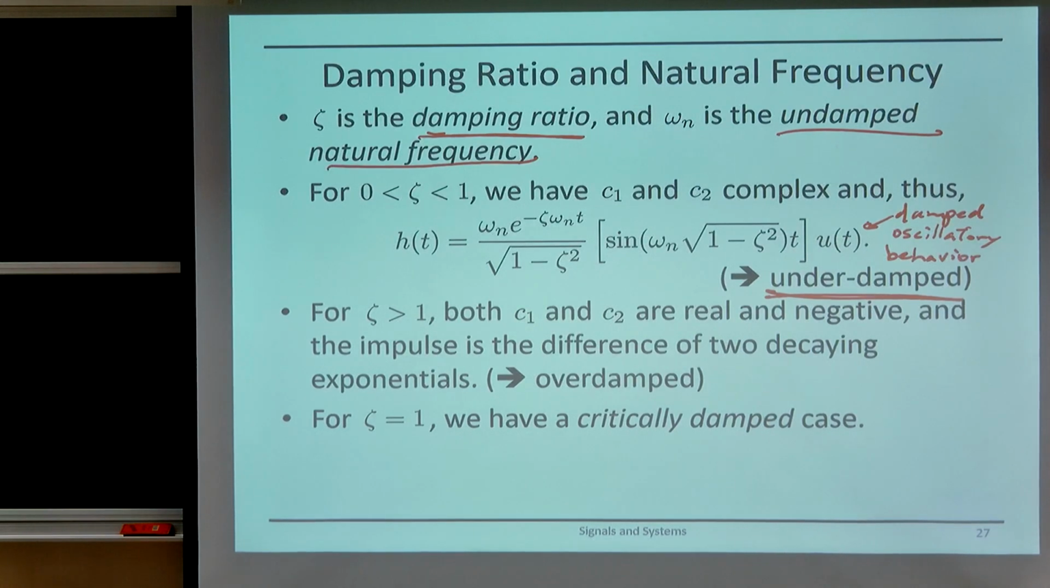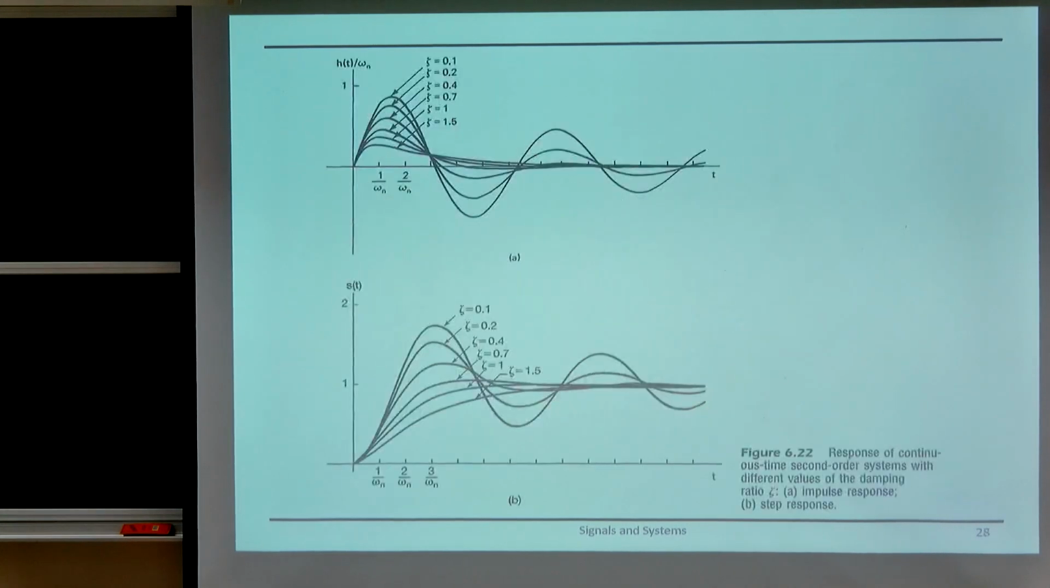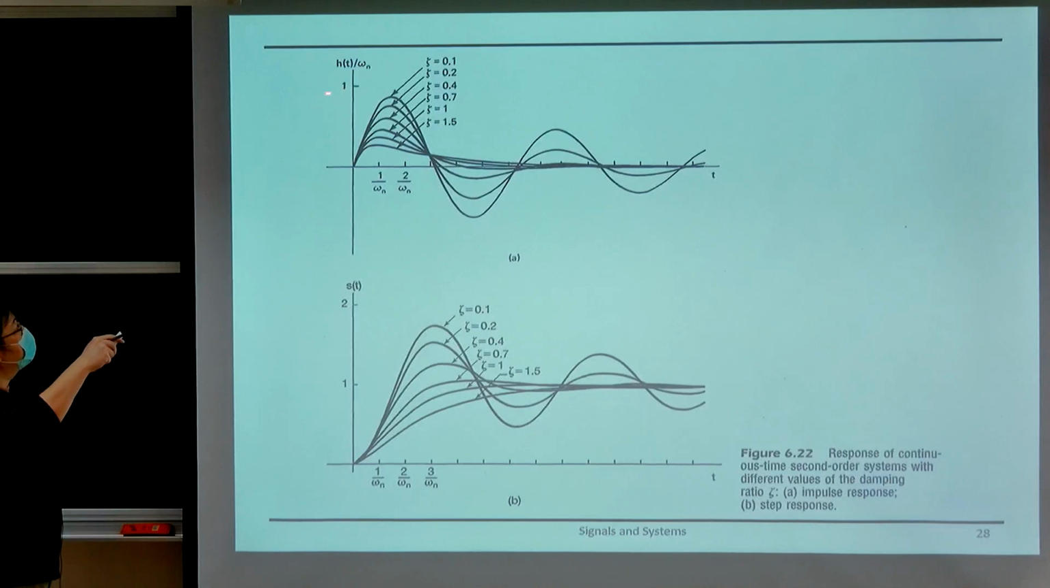And for the overdamped system, we do not. And zeta equal to 1 is this critical point in between underdamped and overdamped. So you can visualize what this looks like. This is the impulse response, and this is the step response.